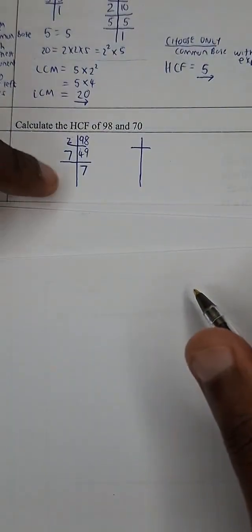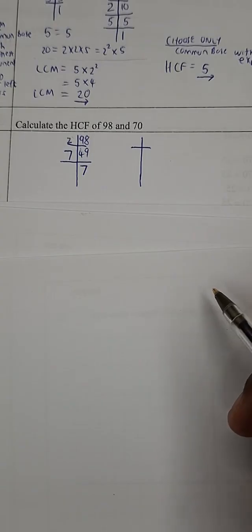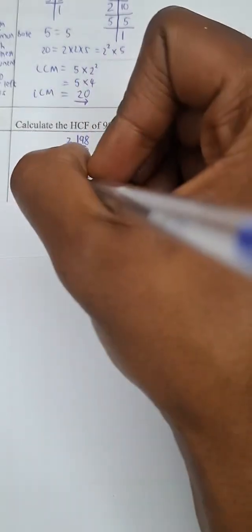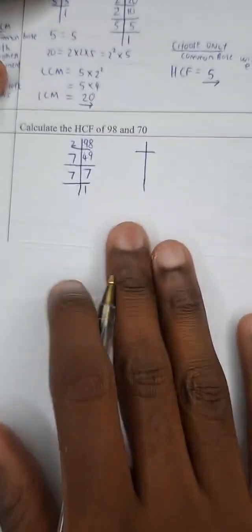Okay. What is the smallest prime number now that goes into 7? Brian Storman saying 7, Snalo saying 7, Shami saying 7. Good. 7. And how many times does 7 go into 7? I'm sure you guys know that 7 goes into 7 once. Thank you. Once. We stop right there.